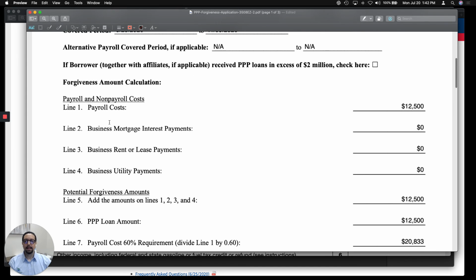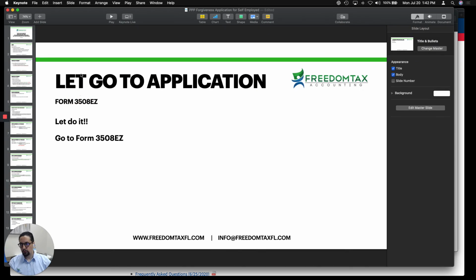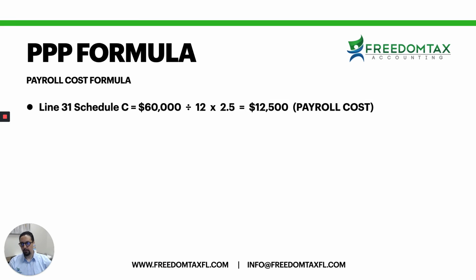All right, here's where we're going to do some math. On line 1, they're going to ask for your payroll cost. Now, how do we calculate payroll cost? So let's go to the presentation. So this is how you calculate your payroll cost for the PPP loan application for forgiveness.